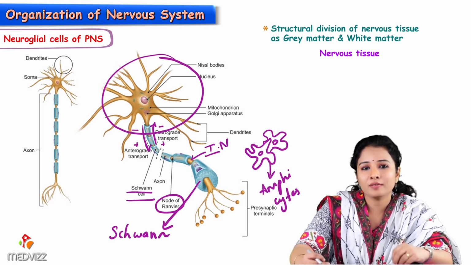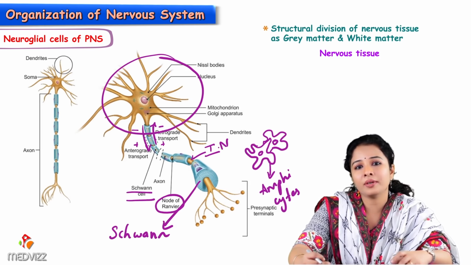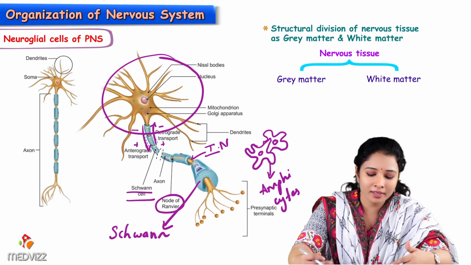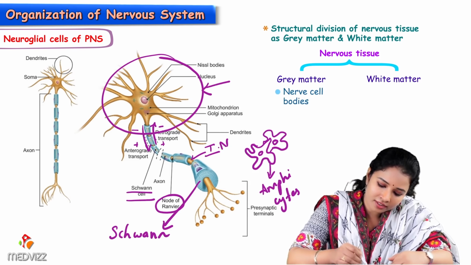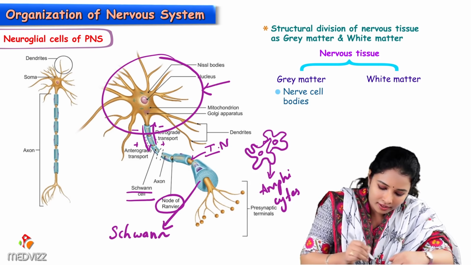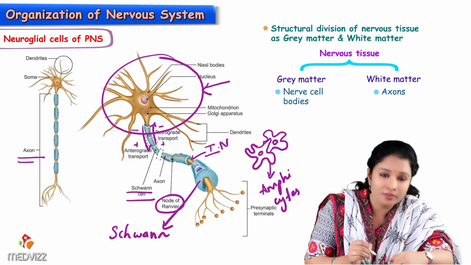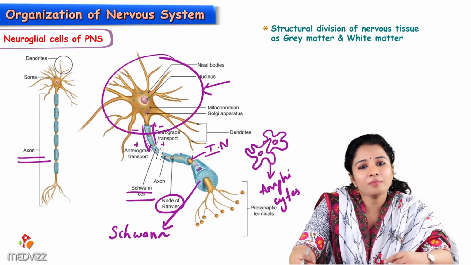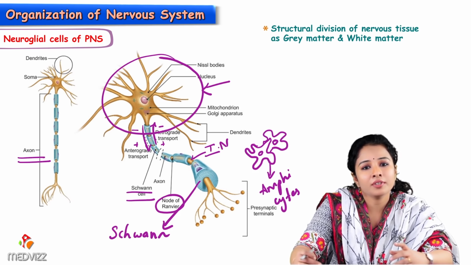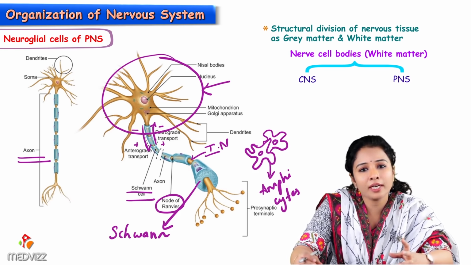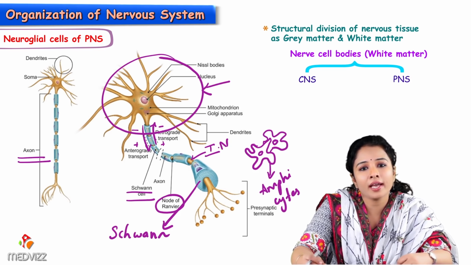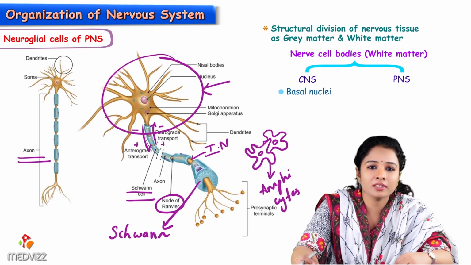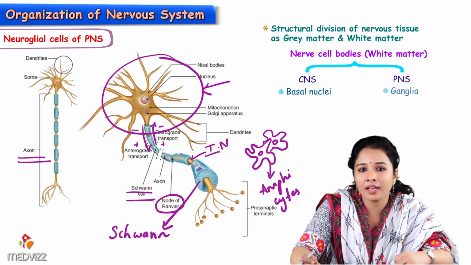Structural division of nervous tissue. It can be divided as grey matter and white matter. Grey matter consists of nerve cell bodies, and white matter is mainly made up of axons. And apart from this grey matter and white matter, within the CNS, that is within the white matter, if there is a collection of nerve cell bodies, that is called basal nuclei. Whereas in the peripheral nervous system, they are termed ganglia.